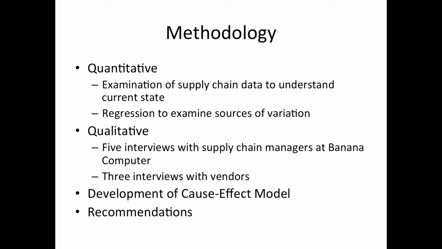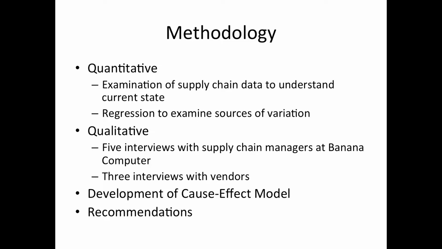So the way in which we decided to help Banana Computer reduce the variation in lead times was through a combination of quantitative and qualitative approaches, putting some of those approaches into a development of a cause-effect model and developing some recommendations. So the first thing we did is we looked at the data that exists within the supply chain to understand the current state of Banana Computer, and then take a look at a regression to examine the different sources of variation.